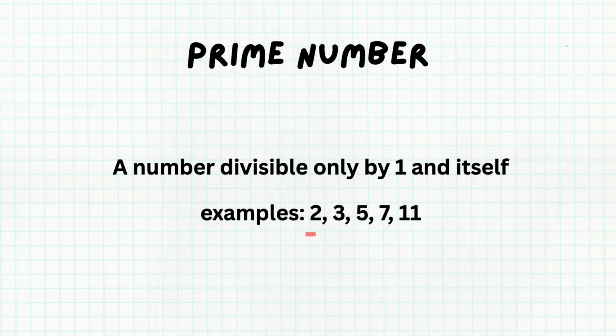What about 4? 4 is not prime because it can be divided by 1 and 2 as well, right? It can be divided by 2, and we have 4. So we have more than two factors: 1, 2, and 4. Some more prime numbers are 3, 5, 7, 11, 13, and 17, and so on.